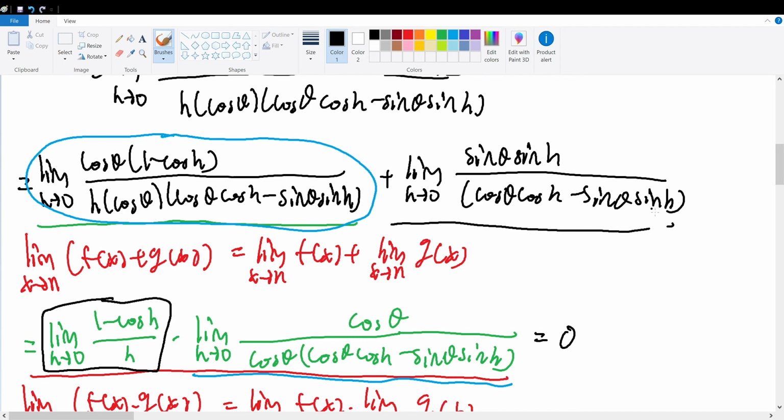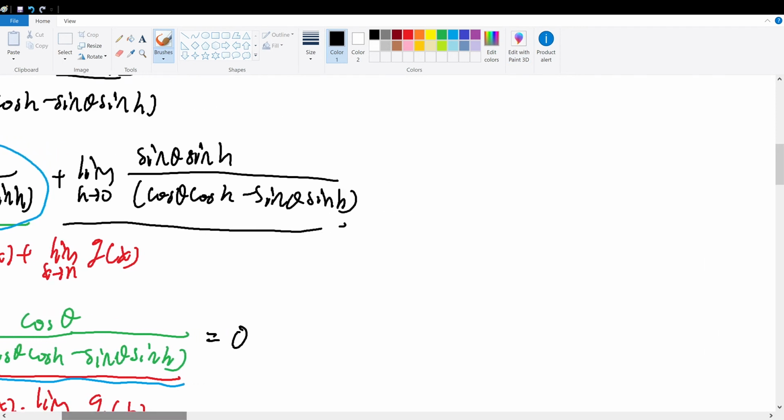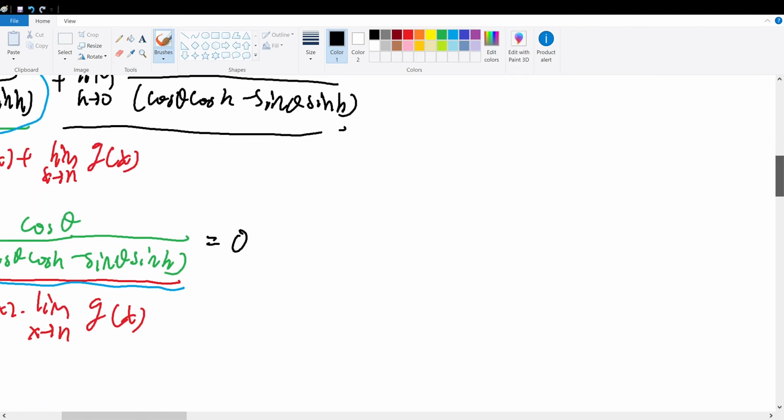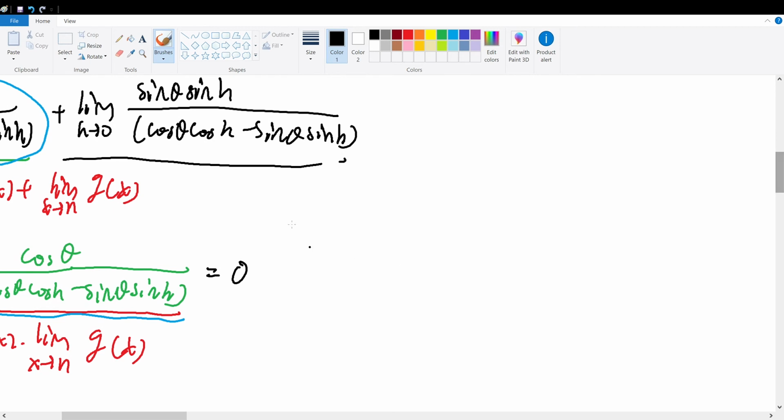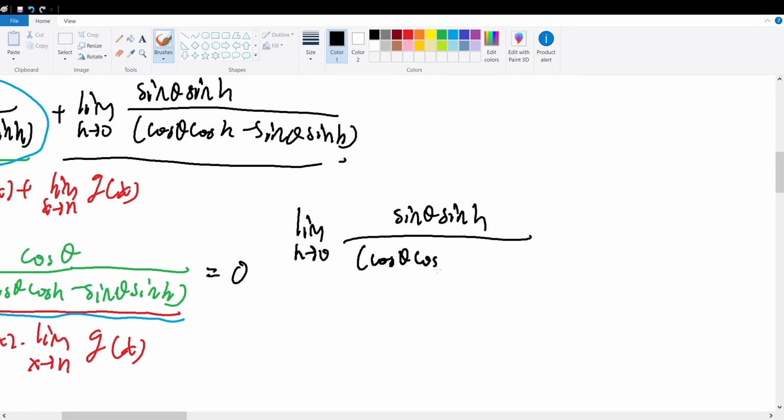To evaluate this limit, we evaluated and proved the derivative for the secant function. So if I scroll down and rewrite the limit that we need to process, which is the limit as h goes to 0 of sine of theta times sine of h divided by cosine of theta times cosine of h minus sine of theta times sine of h, this limit will be equal to the derivative for the secant function.